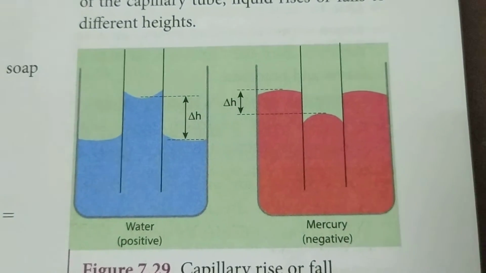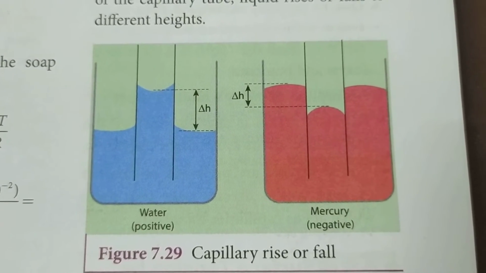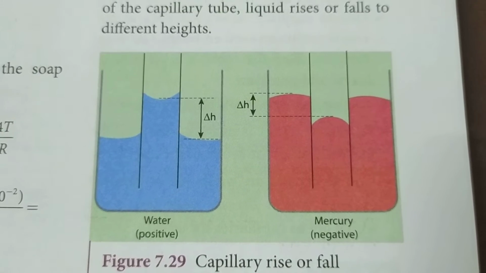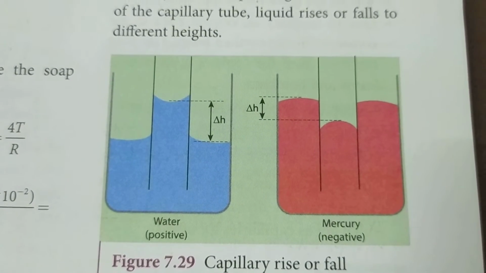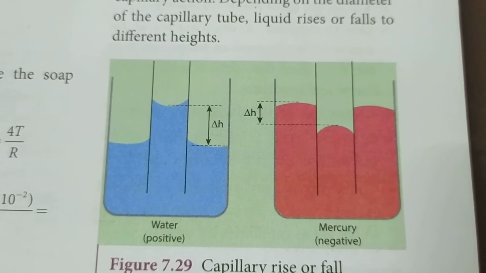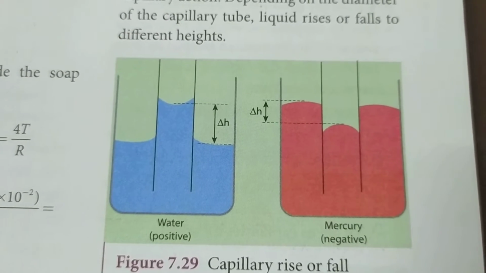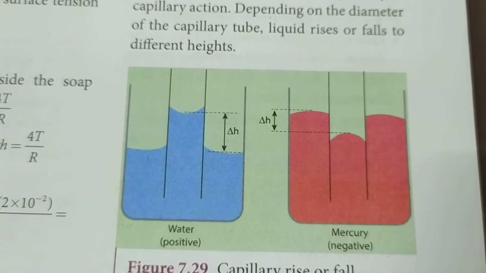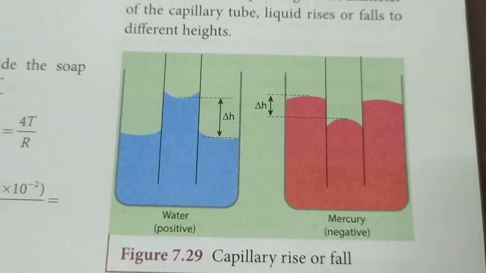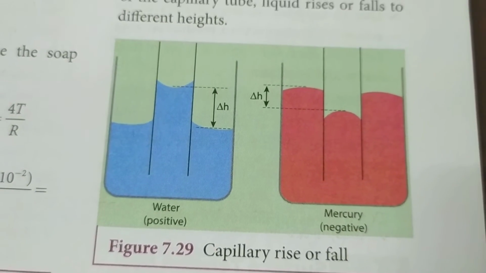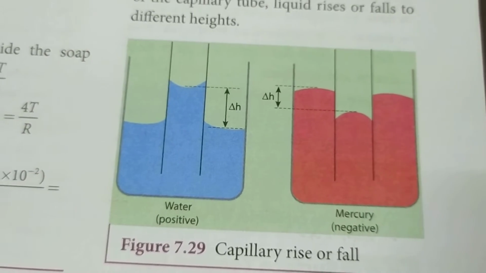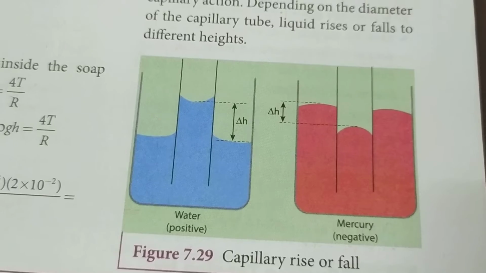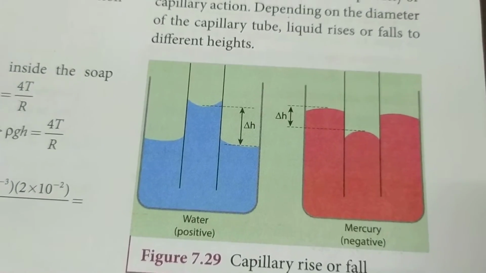In this diagram, the first diagram, the beaker is filled with water, and in the second diagram, mercury. And when you see, the curve at the point of contact is different for both water and mercury. In water, the level is raised, whereas in mercury it is depressed. So this is the difference between angle of contact in water and mercury. Angle of contact is positive for water and it is negative for mercury.